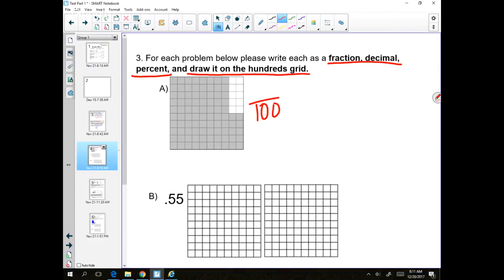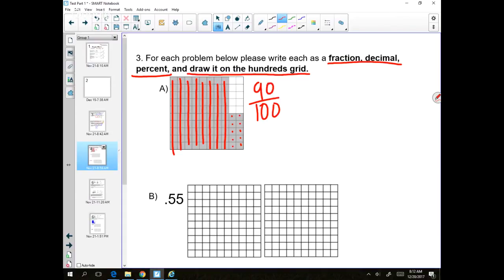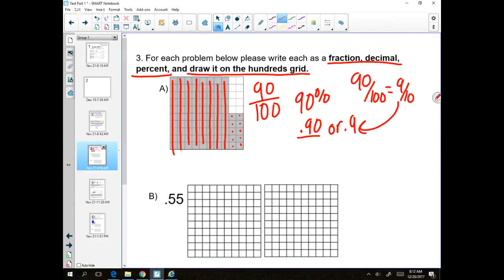Okay, how much is shaded in? Well, we got 10, 20, 30, 40, 50, 60, 70, 80, 81, 82, 83, 84, 85. Well, I know 85 plus 5 more would be 90. 90 out of 100 is 90% because a percent's always out of 100. And then it's the same as 0.90 or just the decimal 0.9 because that is 90 hundredths. Or if we simplify 90 over 100, we get 9/10, which is the same as that decimal right there.